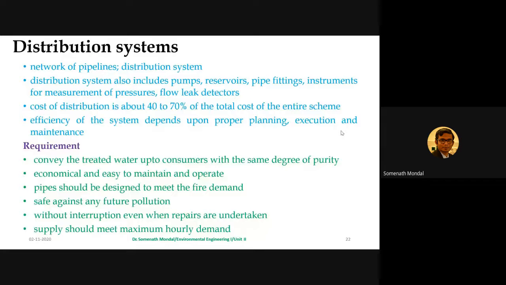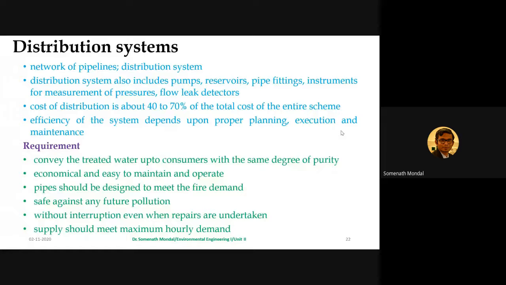So the next important topic we are going to talk about is distribution systems. We are discussing several components of the entire distribution network, starting from intake structures, from where we collected the water. Then we talked about pipes, and we talked about farms. So these are the different components which form the entire distribution network.